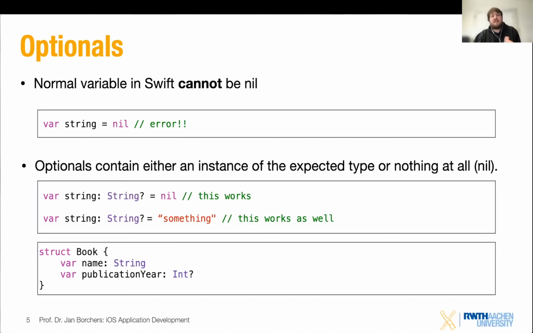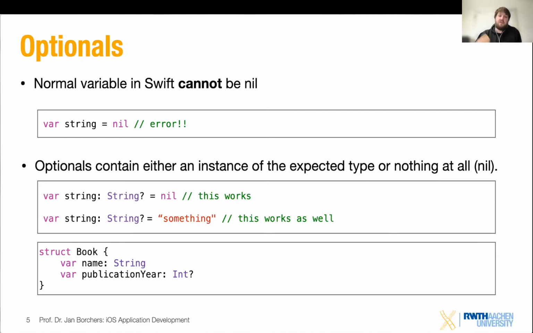But if we have an optional, we can't simply just use that, for example, for calculations here. If we want to, for whatever reason, add 5 years to the publication year, that won't work directly, because it could be that there is nothing in the publication year, and then we couldn't add something to it, and so the compiler would crash at that point, or the app would crash at that point. So the compiler won't even allow that.